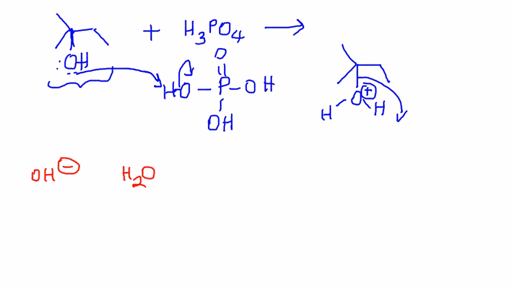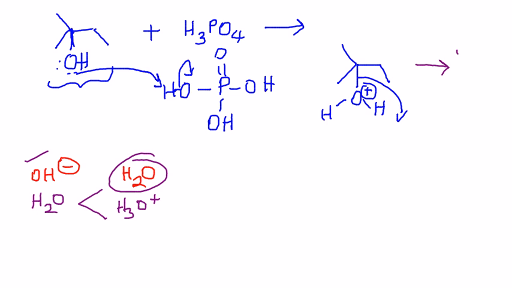And the reason for that is because if you were to compare the corresponding conjugate acids, if you add a proton to OH negative, you end up with water. In this case, when you add a proton to water, you end up with a hydronium ion. And so the acidity of the hydronium ion is higher than that of water. That makes water a better leaving group as compared to OH negative. All right, so once water leaves, it's going to leave behind a positive charge.